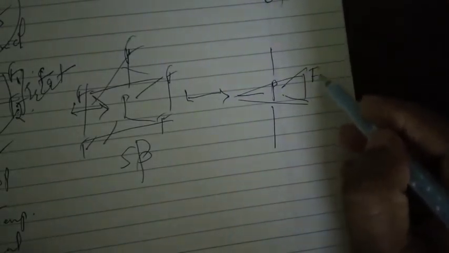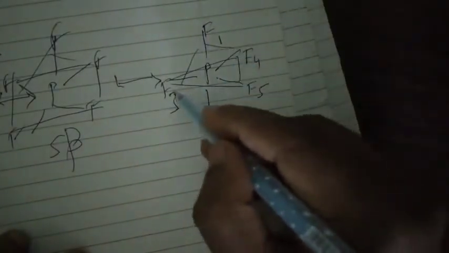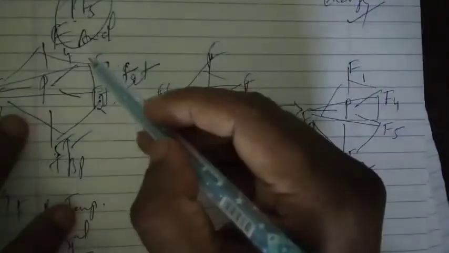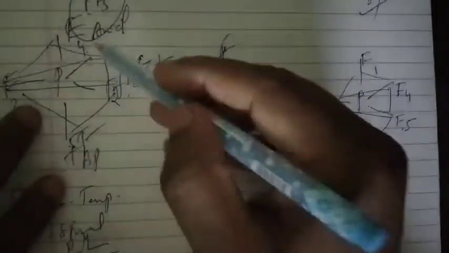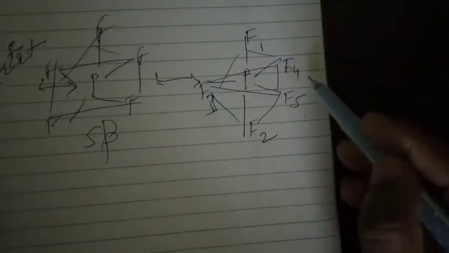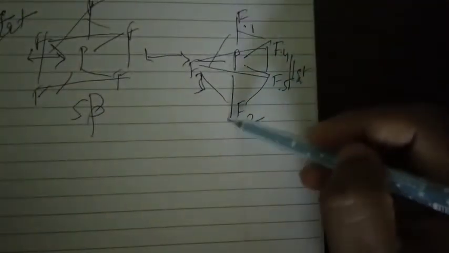But see here what happens. F4, F5 will come here, F3 remains the same, and here F1 and F2. So like this, I am going to get it in this way. Initially it was F4, F5 axial; F4, F5 has come here, now equatorial. And F1, F2, which was equatorial, has come to F1, F2 axial.